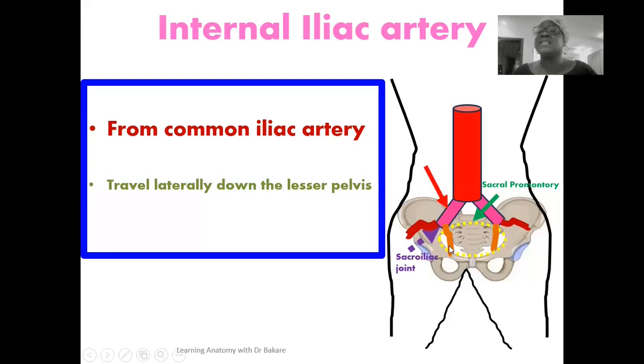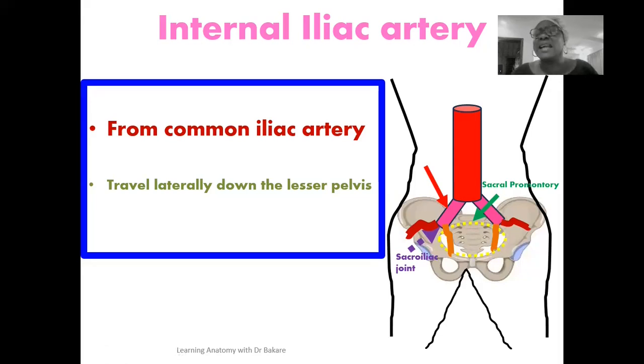So this is a point that we should take note of in case we are asked during examination. The internal iliac artery is seen to be contained within the lesser pelvis, because if you drive back to how it emerges, we say that it emerges from the terminal end of the common iliac artery.